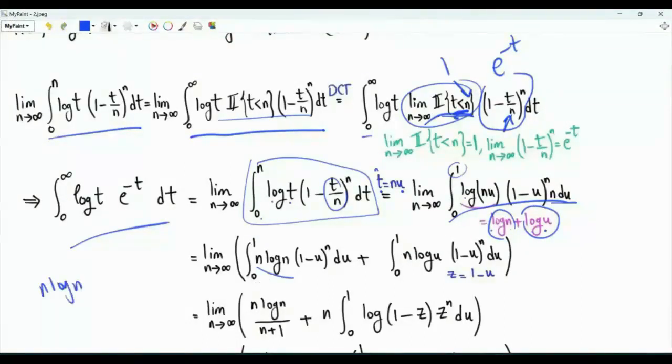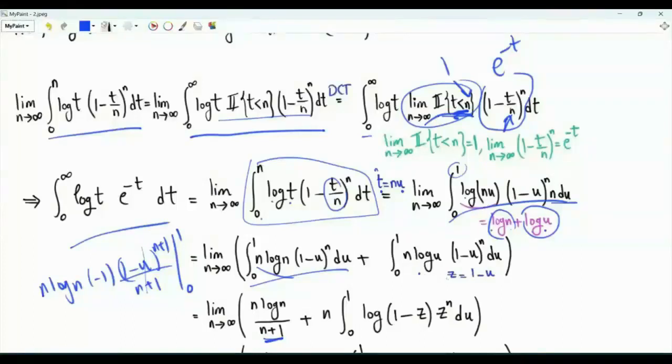From here, we can take n log n, and the integration gives us minus 1 times (1 - u) to the power n plus 1, over n plus 1. When u is equal to 1, this is 0. When u is equal to 0, this is equal to 1 over n plus 1. So this integral is equal to n log n divided by n plus 1.